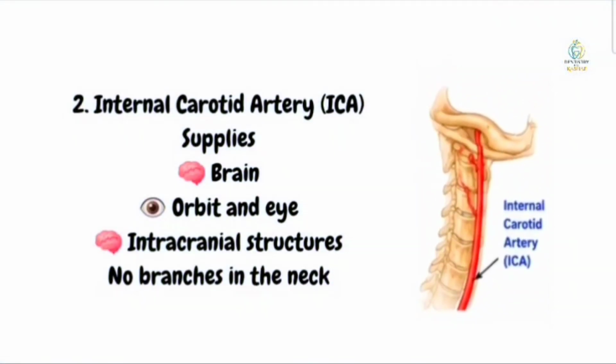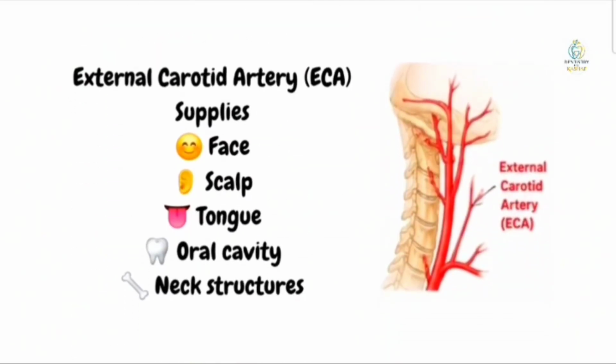Okay. Let's see what the internal carotid artery does, and what your external carotid artery does. The internal carotid supplies your brain, orbit and intracranial structures, but not the neck. Its branches are not part of your face and neck, but only deep inside your head, like your brain, your orbit in the eye and your intracranial structures. And the external carotid artery, on the contrary, which is very important and a topic examiners love, supplies your face, scalp, tongue, oral cavity and neck structures. You will see it in detail later.